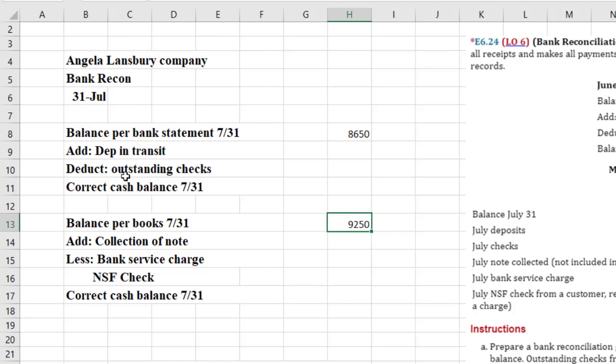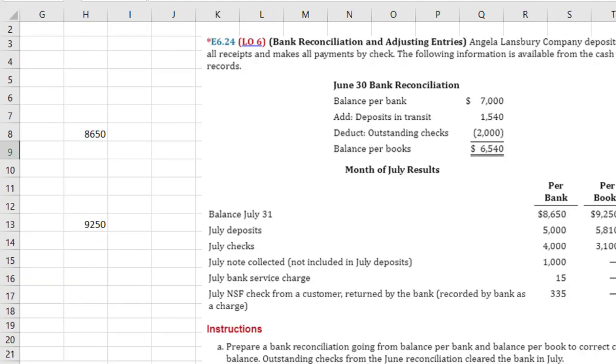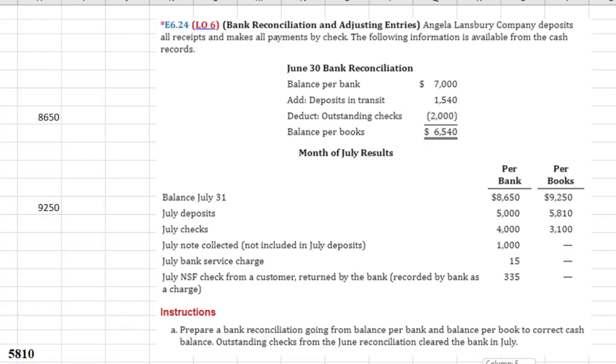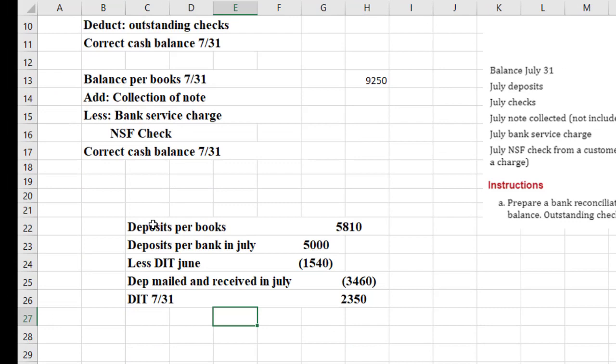So what do we know about that the bank doesn't know about? Well, it turns out we had some deposits that were made. And if you look over here, you can see July deposits that were made. They're different from the books. So did we have any deposits that we put in the bank that didn't make it in time to get shown on the bank statement? And so we'll need to do a little calculation. We'll start with the deposits that we say we made. It says we made $5,810 worth of deposits.